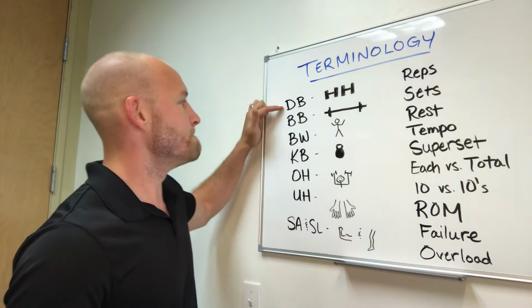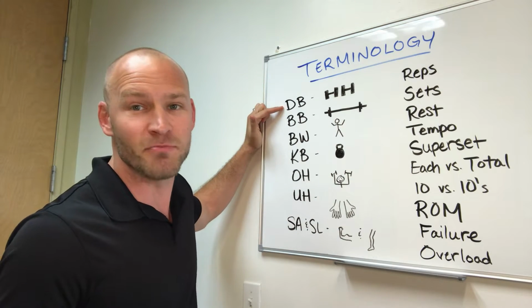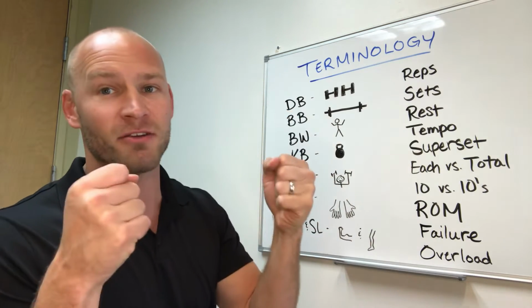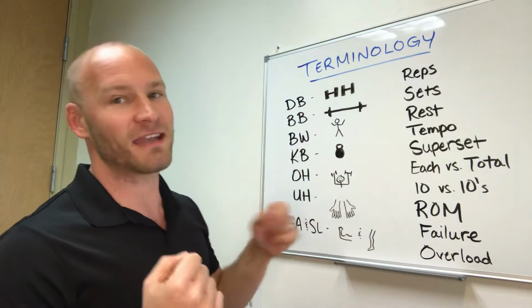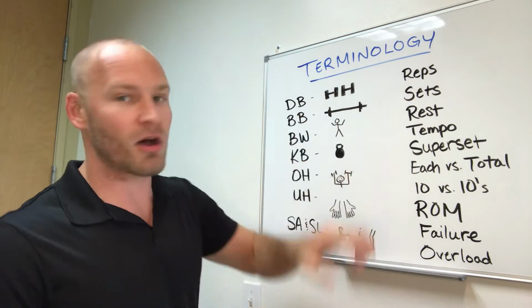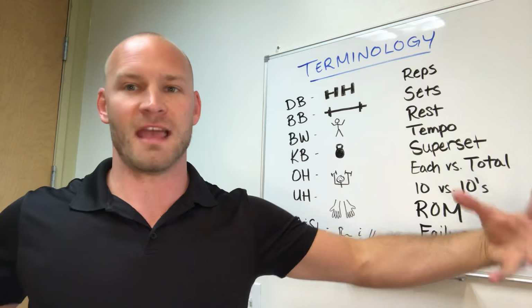Here we go. DB. Whenever you see DB in your workouts, that means dumbbell. Usually dumbbells come in pairs. You're going to have two of those, alright? Those are those handheld weights. BB means barbell. So that's the long bar that you add the weights to the end, okay?